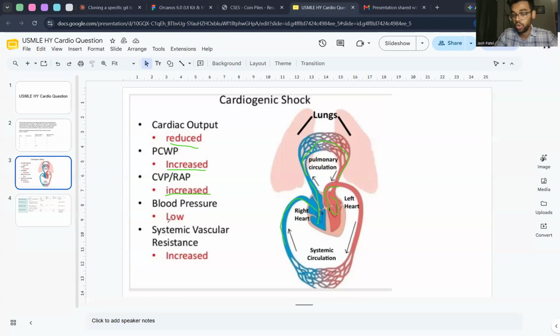The blood pressure is low, right? Blood pressure is the product of cardiac output and systemic vascular resistance. The cardiac output goes down, and thus the blood pressure also goes down. The systemic vascular resistance is increased.